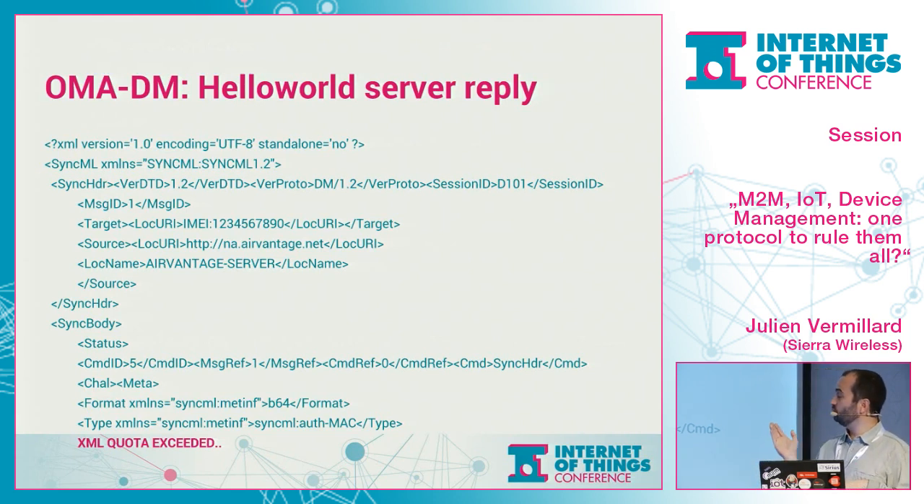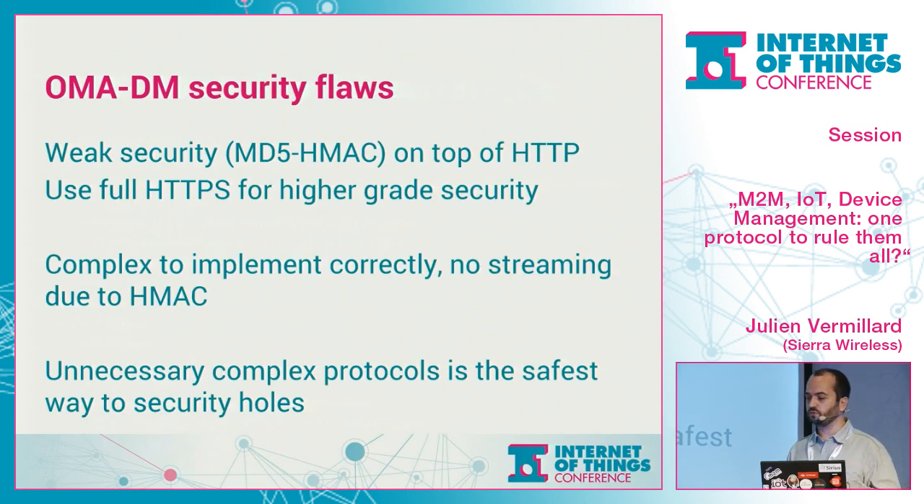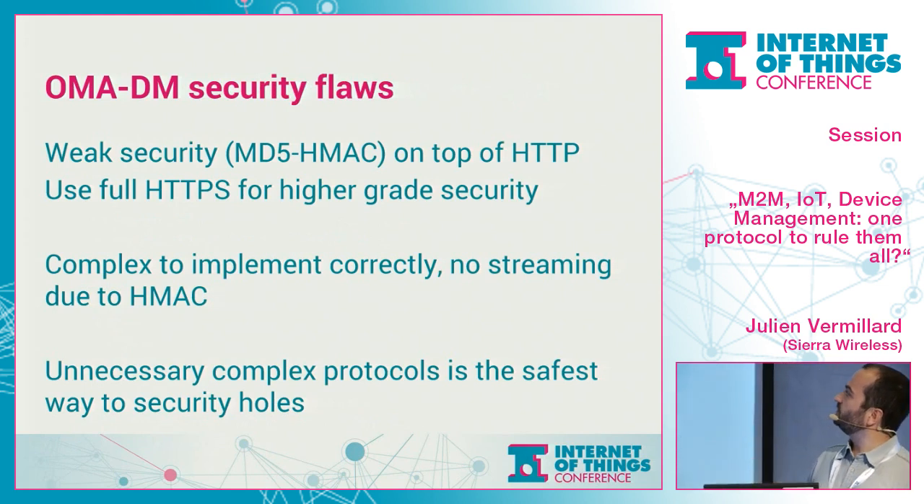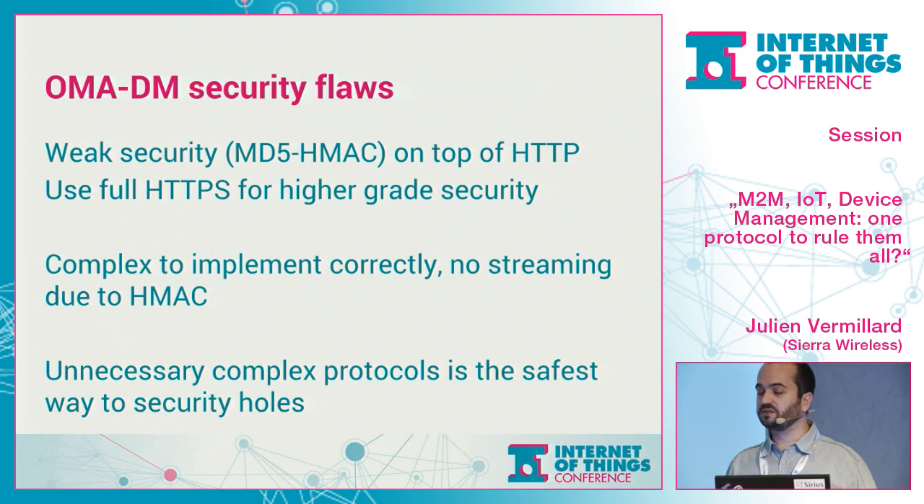So when you start to really do stuff with OMA-DM, you're sending a lot of XML, and it's really a complex protocol. There are other problems with OMA-DM. The weak security. Well, there is no confidentiality. The standard says use HTTP and do a HMAC, which is like a checksum with a nonce. If you want to have confidentiality, you need to use HTTPS.